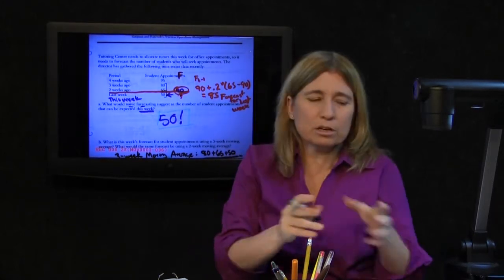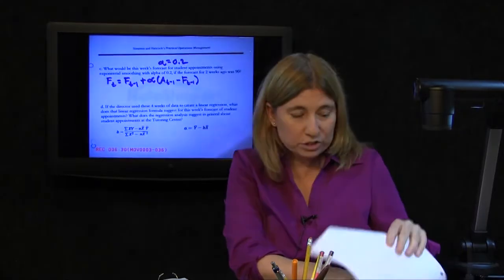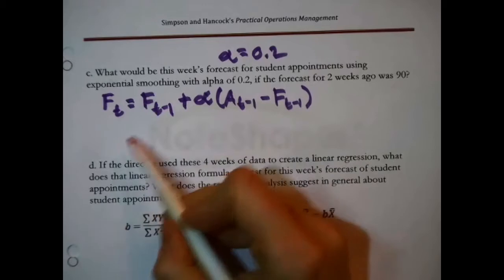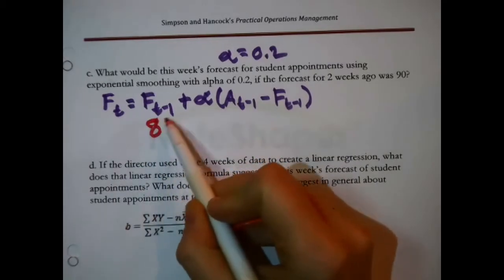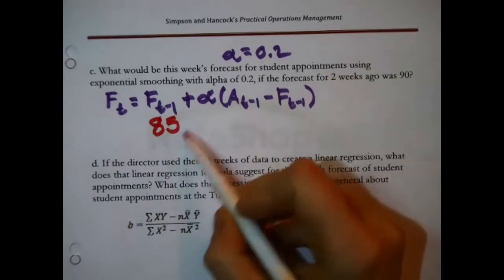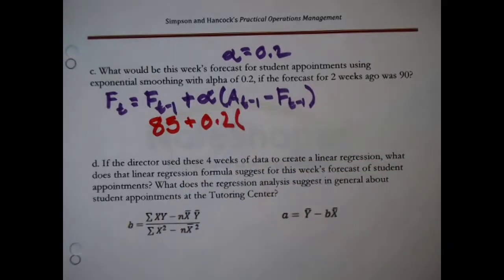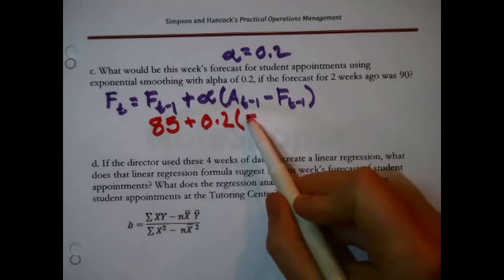That's actually the number that I need to answer the question, because that is ft minus 1. Now I know it must have been 85 plus 0.2 times, now wait, what actually happened last week?